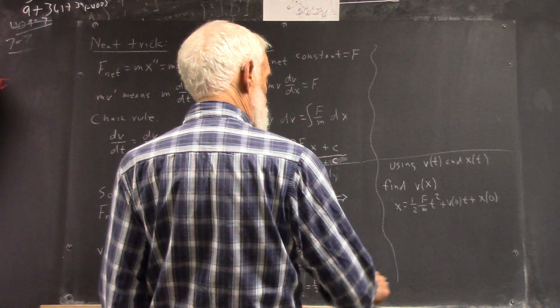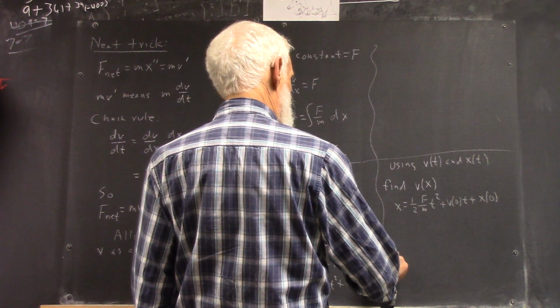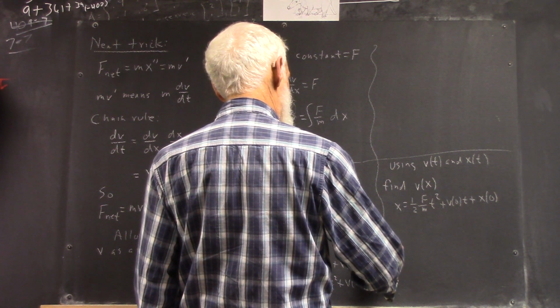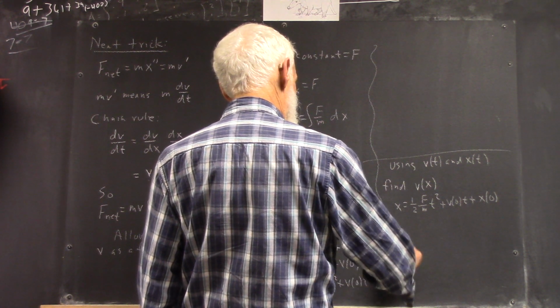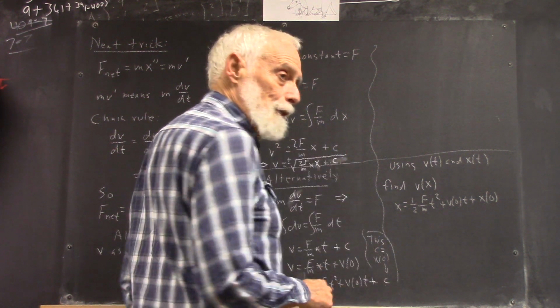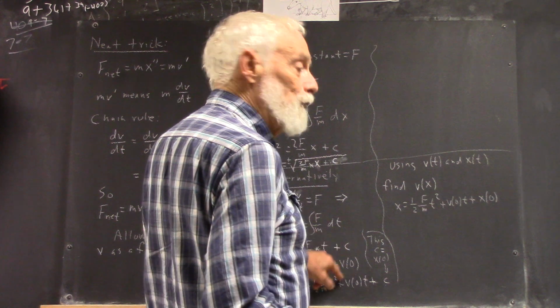And the c here is x of 0. This c equals x of 0. This c equals b of 0. Okay?